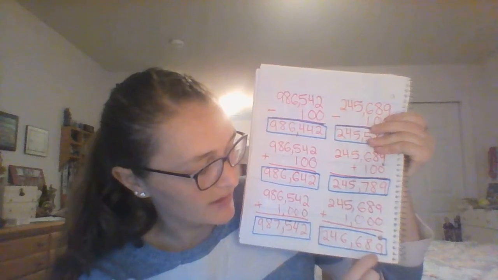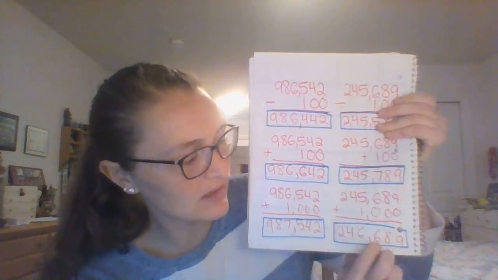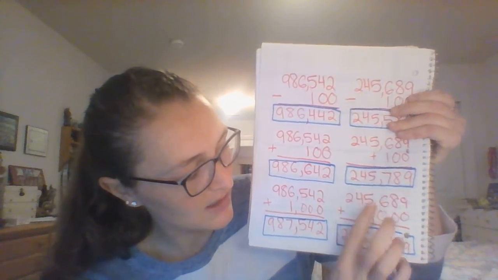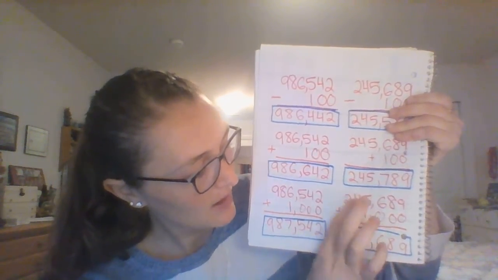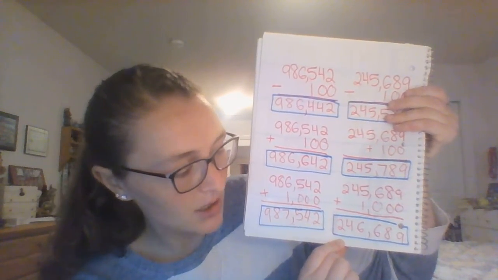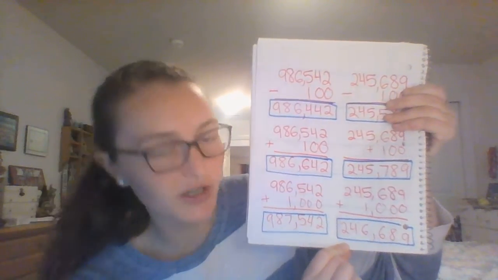For our smallest number, we start over here. 9 plus 0 is 9. 8 plus 0 is 8. 6 plus 0 is 6. 5 plus 1 is 6. And bring down your comma. And the 2 and the 4 get carried down. So our answer is 246,689.